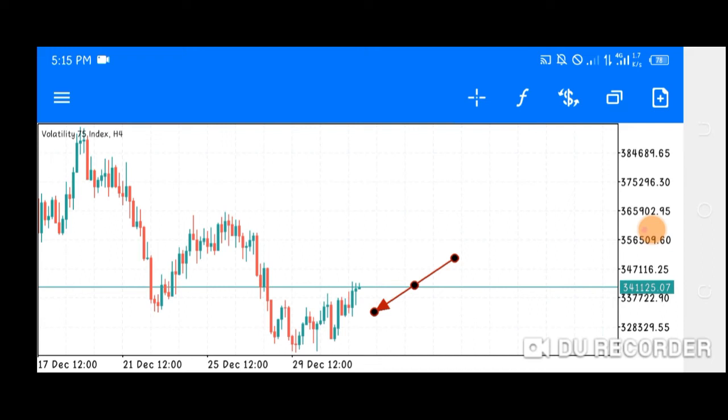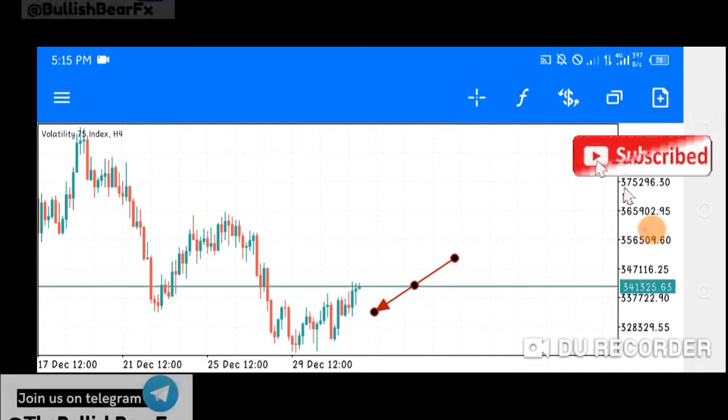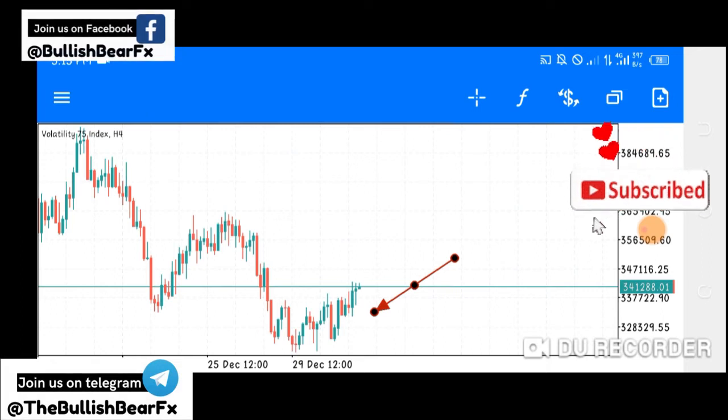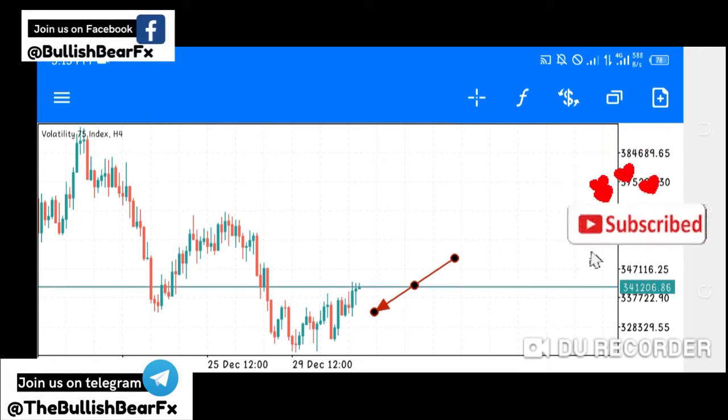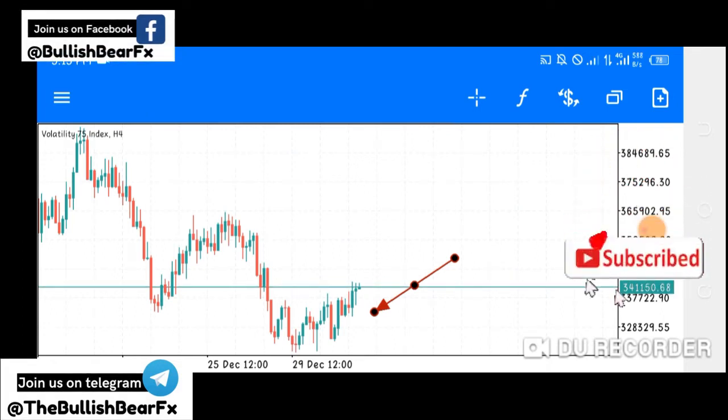Alright, so back into the Volatility 75 index, what do we expect? First of all, we need to observe and look at the market structure. We can see that we are changing from a downward trend to an uptrend. How do we know that?